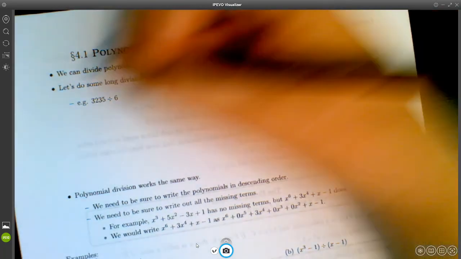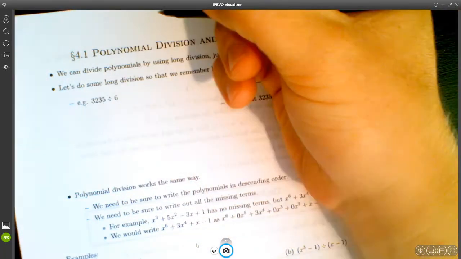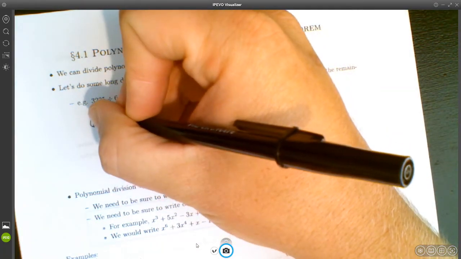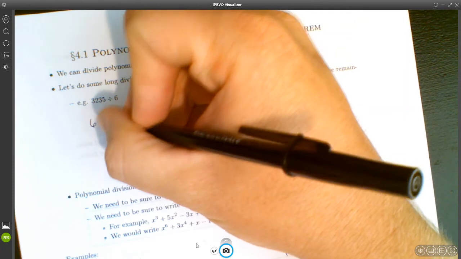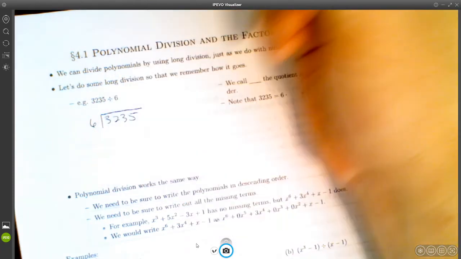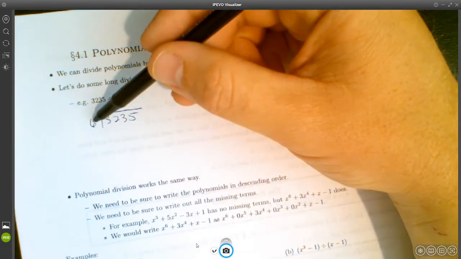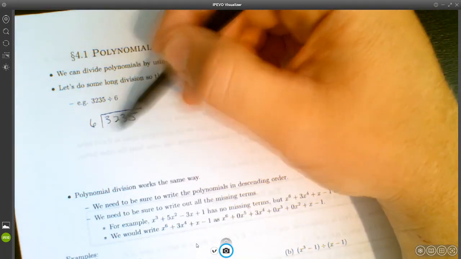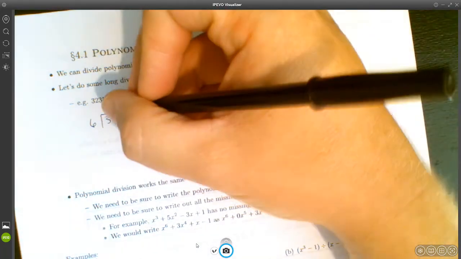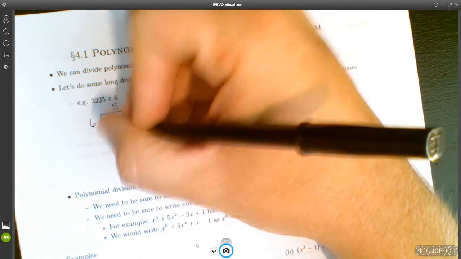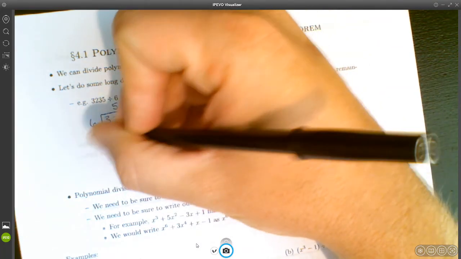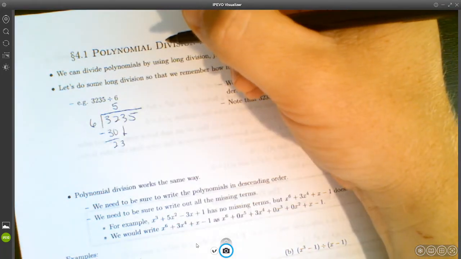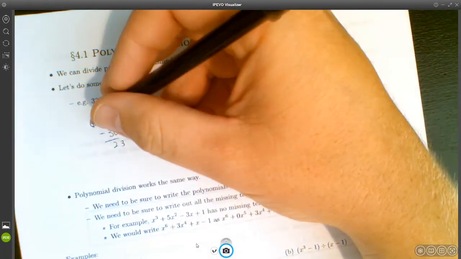works with numbers, right? So if we want to divide 3,235 divided by 6, then we put 6 on the outside of the little box, and then we do 3,235 on the inside, and then we ask ourselves, does 6 go into 3? And the answer is no. So then we ask, does 6 go into 32? And the answer is yes, right? It goes in 5 times. Then we multiply, subtract, and bring down the next digit. Then we rinse and repeat until we're out of digits, right?